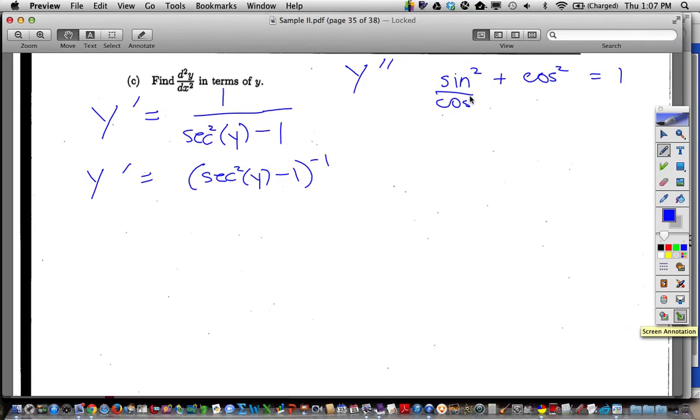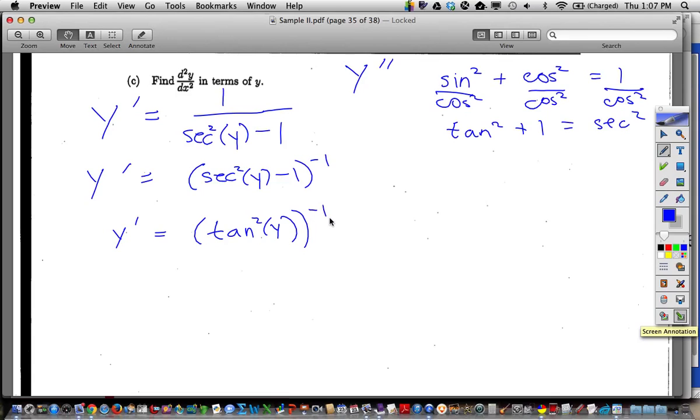All you have to do is take this and divide everything by cosine squared. And what do you get? You get tangent squared plus 1 equals secant squared. So secant squared minus 1 is tangent squared. So what that allows you to do, and for time's sake, I'm going to go ahead and do that, is make it be this. Now, you could do this derivative here, or you could remember that 1 over tangent squared is just cotangent squared. That might be just as easy, but this isn't too bad, so let's go ahead and just work with this one.